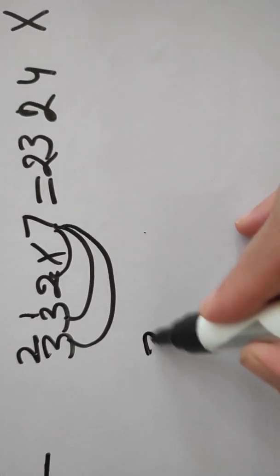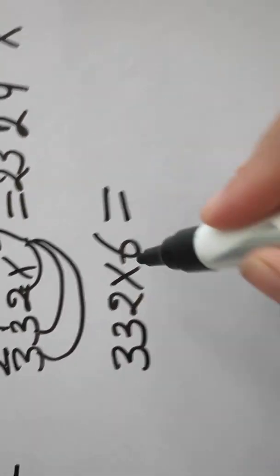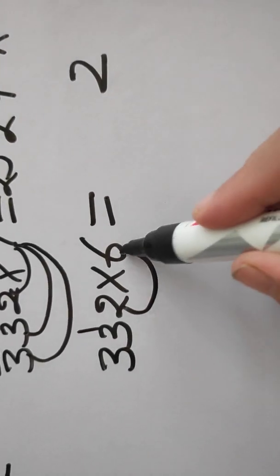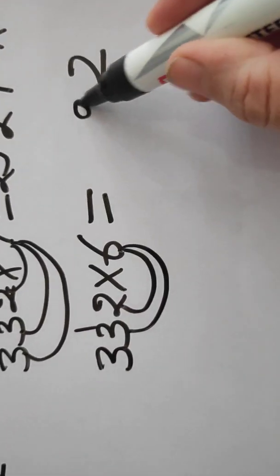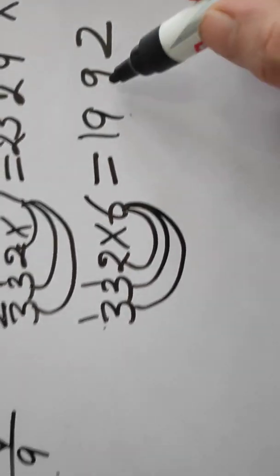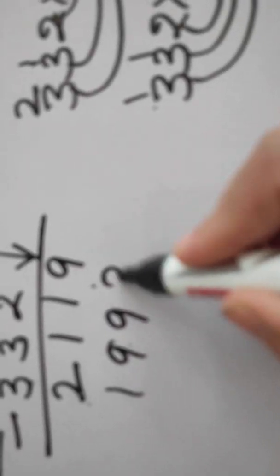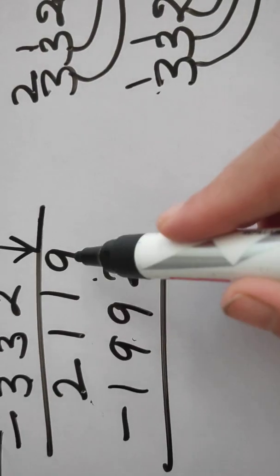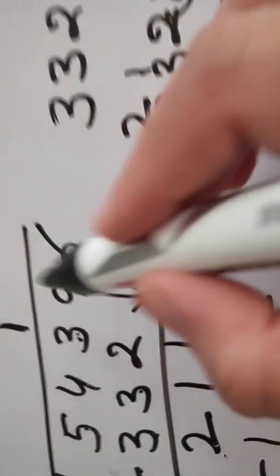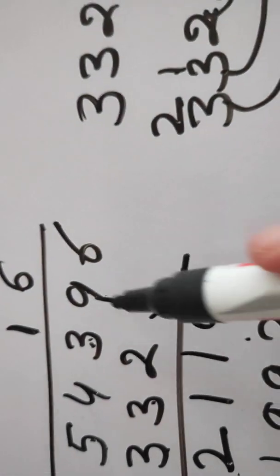One step we have to come back, so we will check the table with 6. Now check: 6 twos are 12, 1 goes as a carry. 6 threes are 18 and 1 is 19, 1 goes as a carry. 6 threes are 18 and 1 is 19. Yes, 1992 is smaller than 2119, so our right quotient is 6.